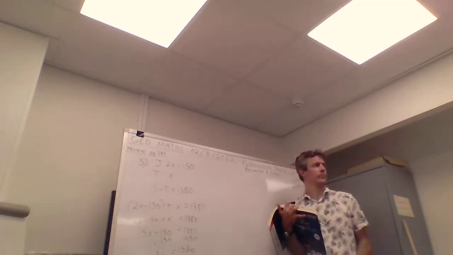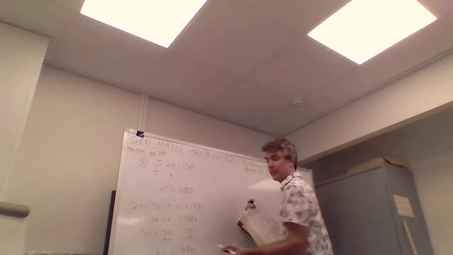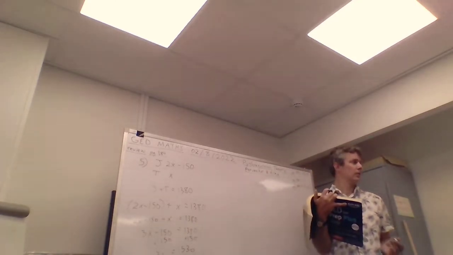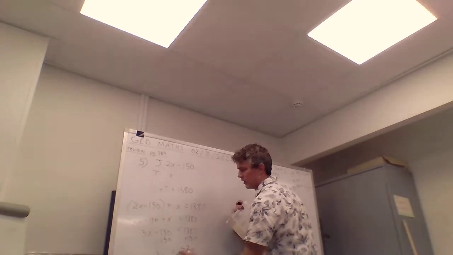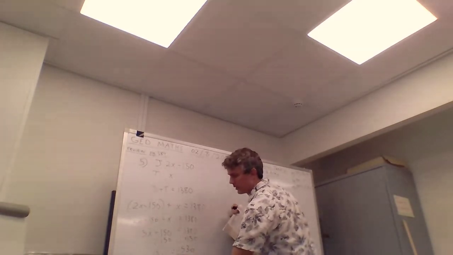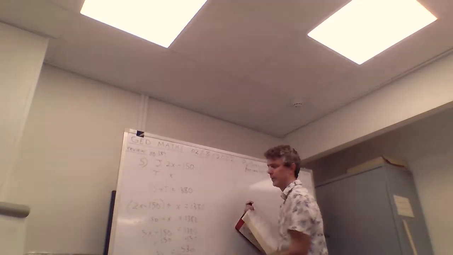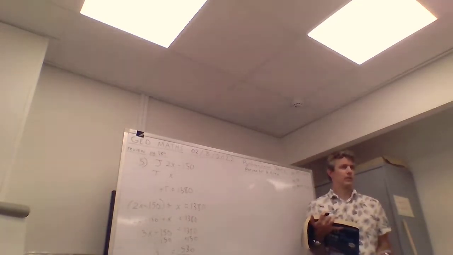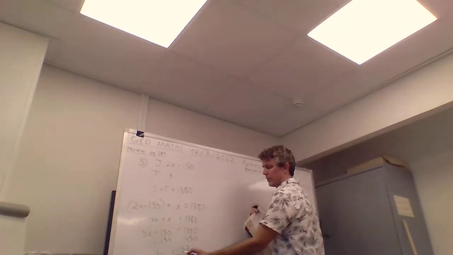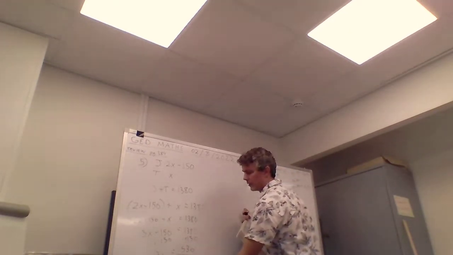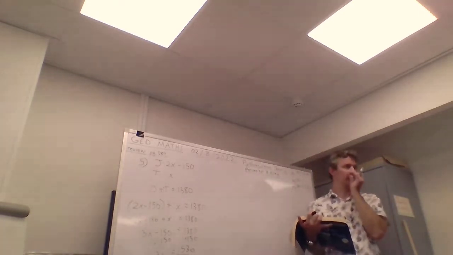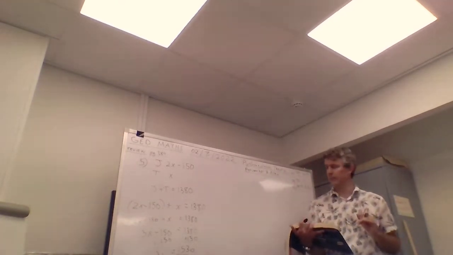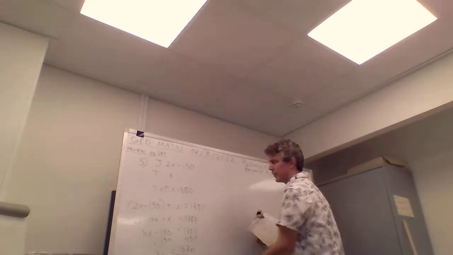Now we want X by itself, so what do we do? Divide both sides by 3. And now we have X all by itself. What is 1530 over 3? You can see 3 goes into 15 five times, so it's 510. You're allowed to use your calculator, and you could have done it on the calculator as well, if it's a more complex problem. So now X equals 510.